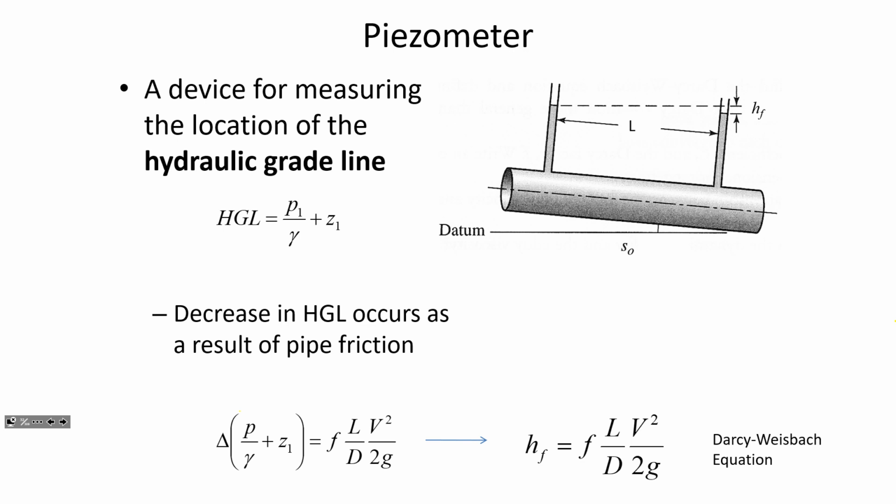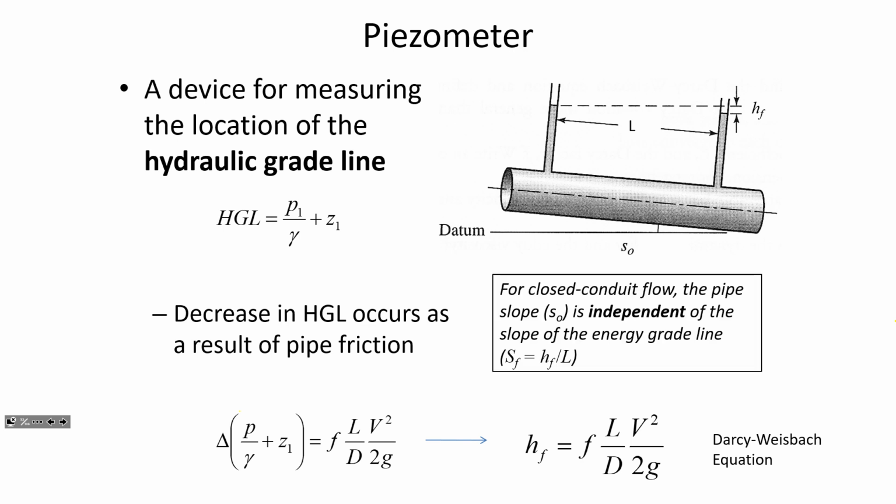On the left here, we're saying the energy loss between the 2 points, the change in pressure head and elevation, is accounted for by the energy loss due to pipe friction. So that's where the Darcy-Weisbach equation comes from, just measurements of different pressure losses. And if we have a pipe that's enclosed, the physical slope of the pipe, which is S naught, is just referring to the pipe itself, where S of F is referring to the slope of the energy grade line.